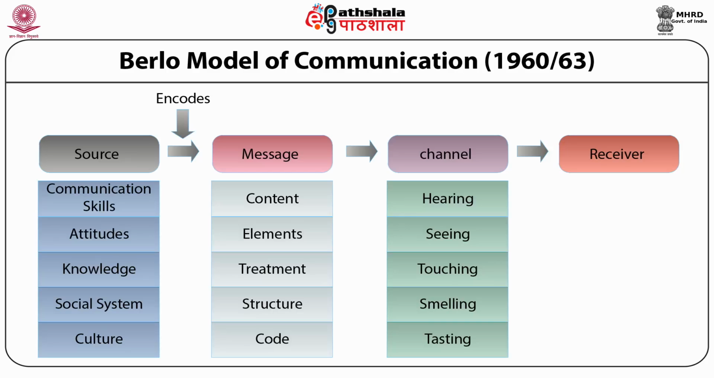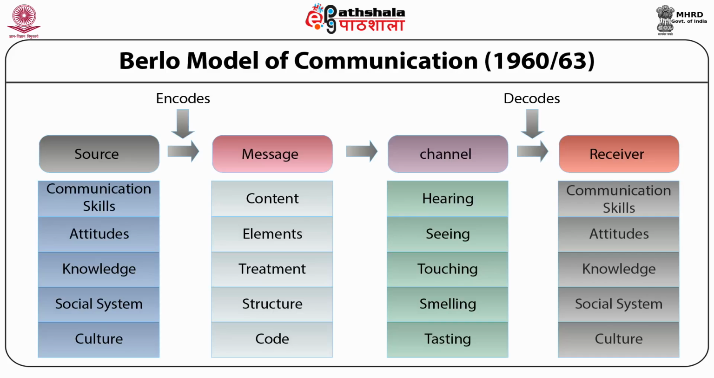The last component in this model is receiver. The receiver needs to have all the things like the source, and he is referred to as a decoder who receives the message and decodes it. This model believes that for effective communication to take place, the source and the receiver need to be on the same level. Only if the source and receiver are on the same level will communication take place properly. So source and receiver should be similar. For example, if communication skill on the source side is good, then the receiver should equally have good listening skill.